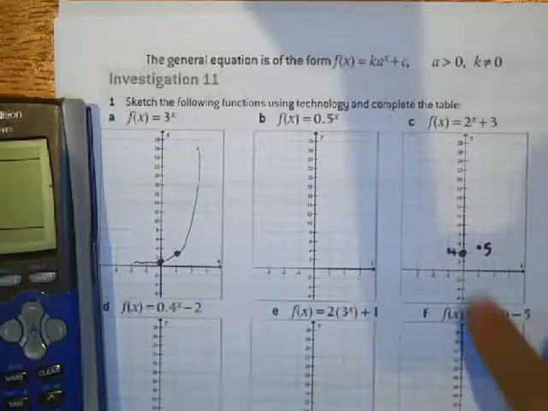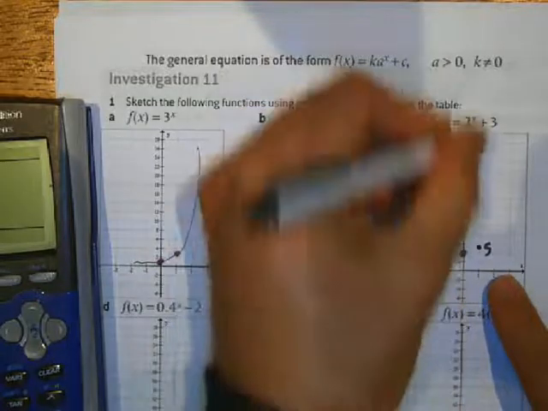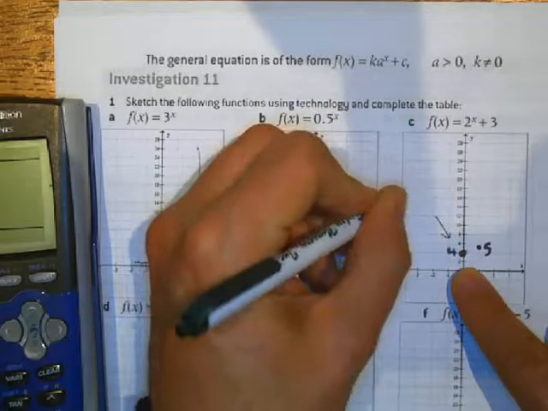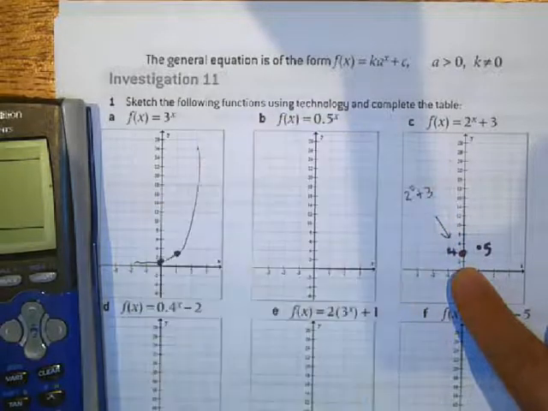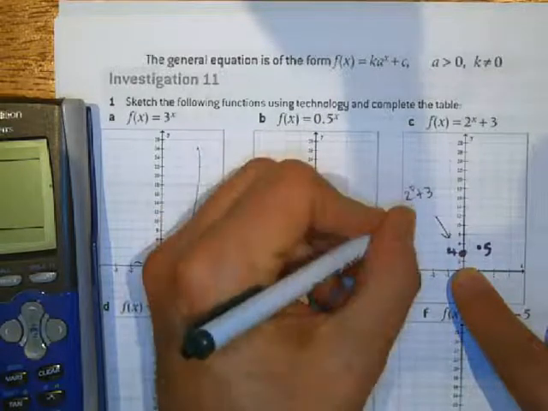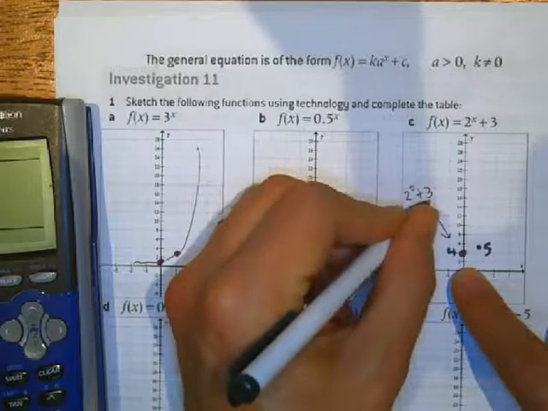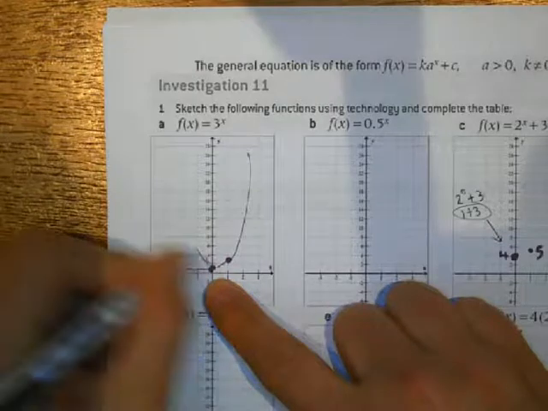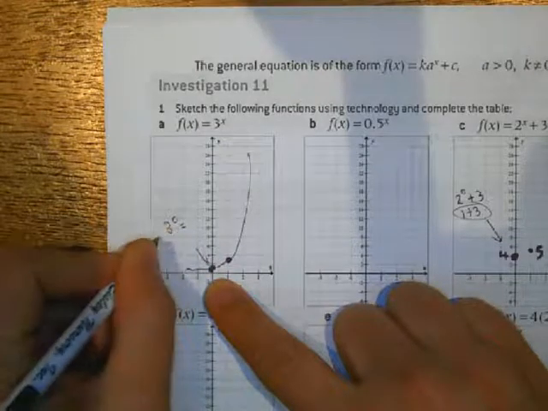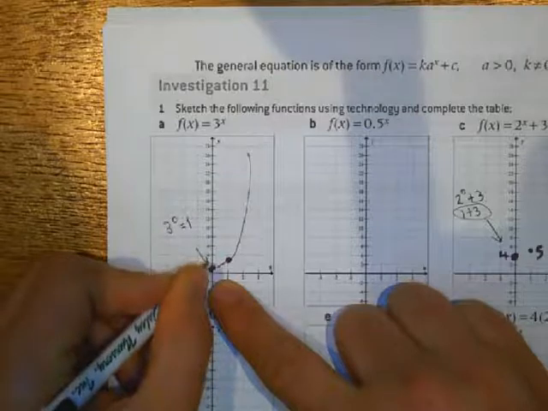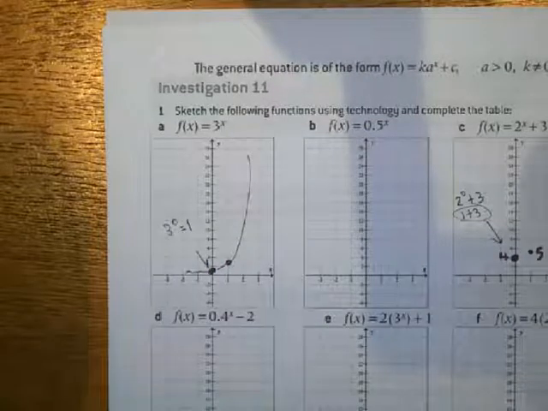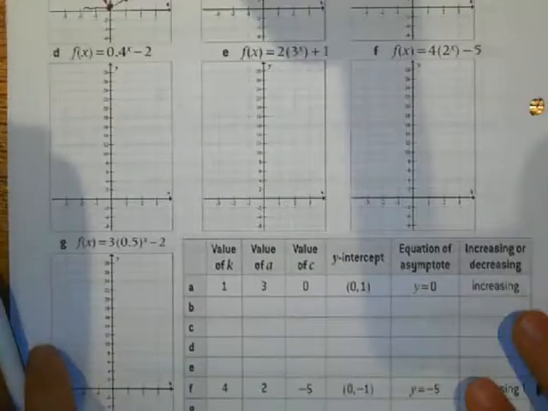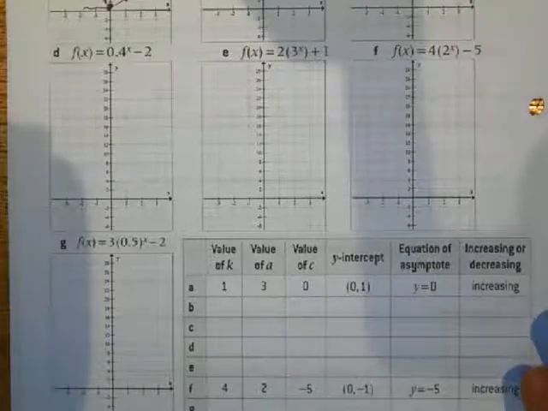Let's talk about the y-intercept first. Here we've got 2 to the power of 0 plus 3. Anything to the power of 0 is 1, so I've got 1 plus 3, which gives us a value of 4. And here, as we did before, we have 3 to the power of 0, and anything to the power of 0 is 1. And that's why it crosses here at 1. It's important for you to try the next ones on your own and then fill out the table. Hit pause and try this on your own.